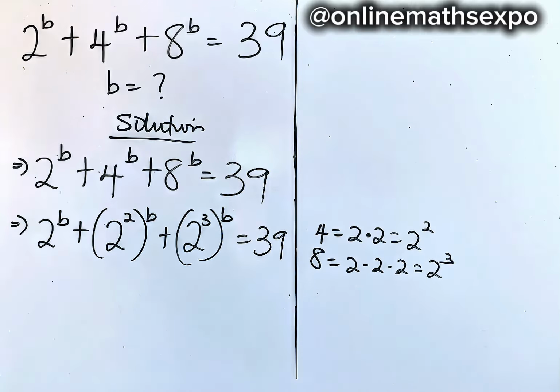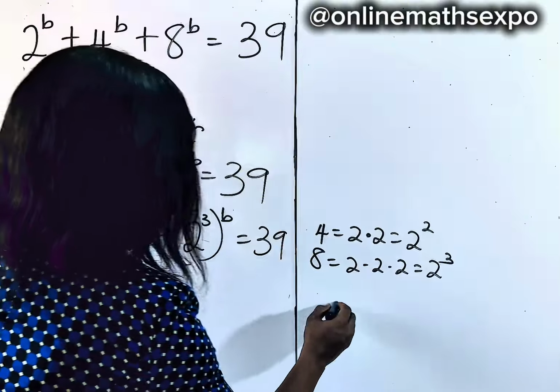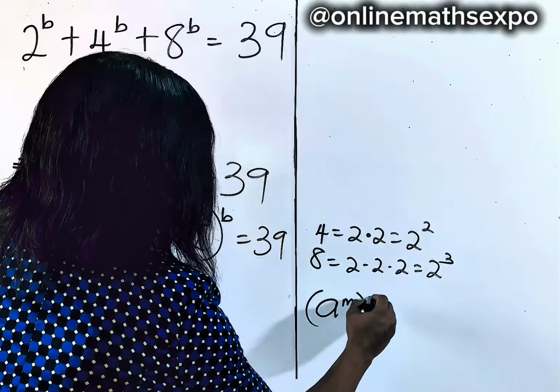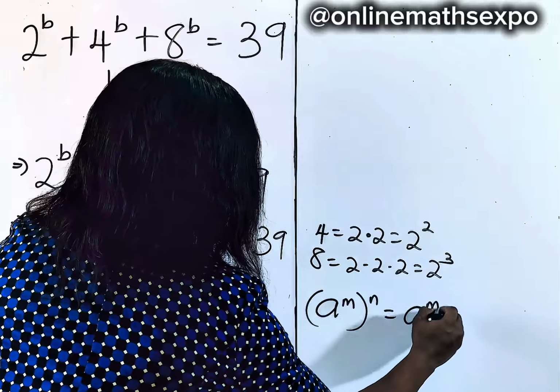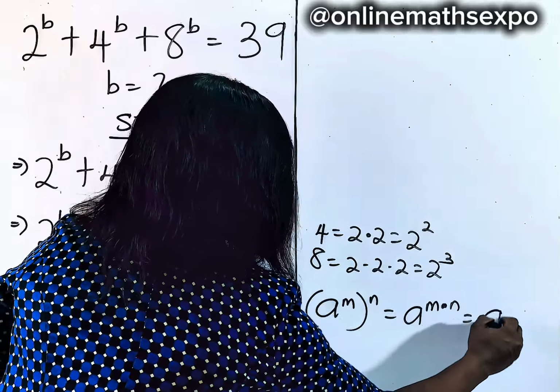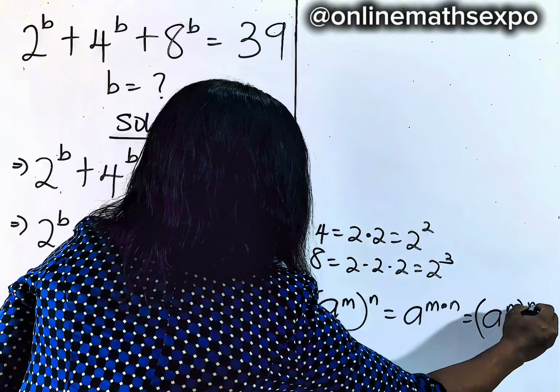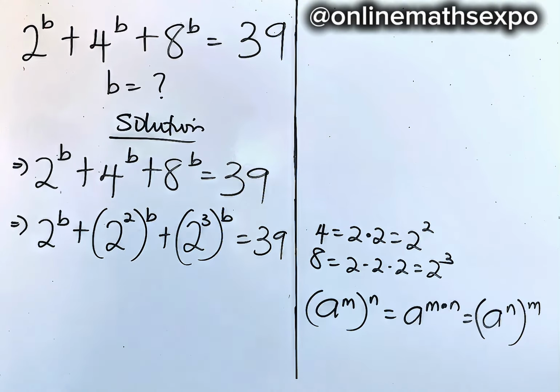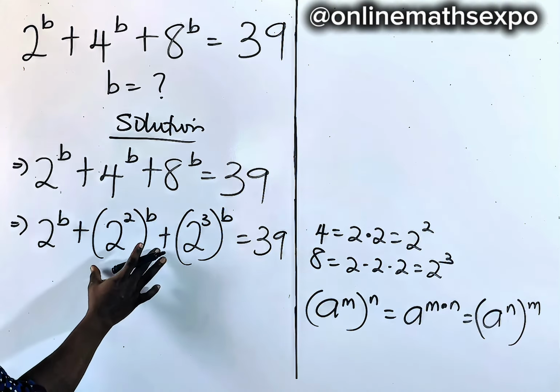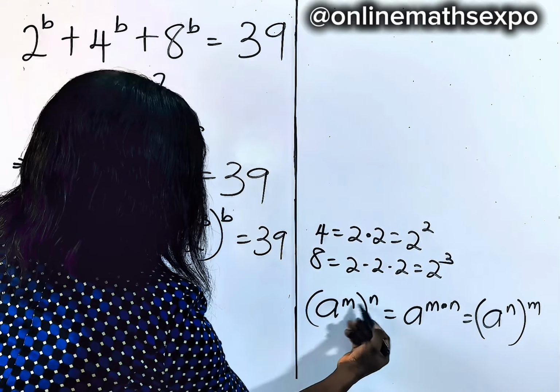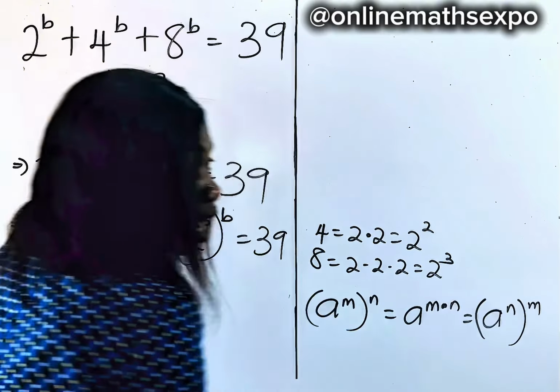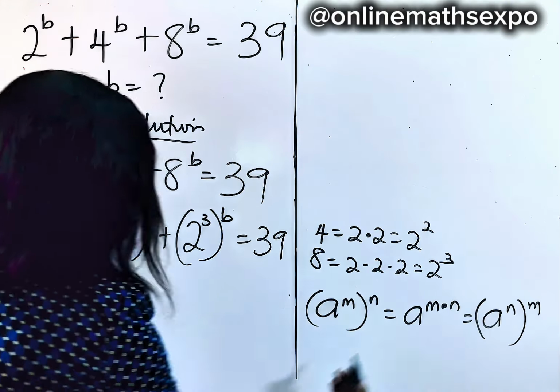What do you think we should do next? Remember, for every a to the power of m raised to power n, it is a to the power of m multiplied by n, which is a to the power of n raised to power m. Now, we can apply this rule here. You observe that from here, you can switch the powers and it gives you the same result.